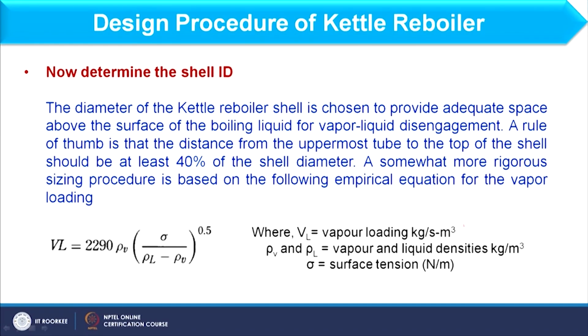Okay. So here VL is basically the vapor loading, rho V and rho L are vapor and liquid densities, and sigma is basically the surface tension. Okay. So if you see the unit of VL is kg per second meter cube. Okay. So, further we have to find out dome segment area.